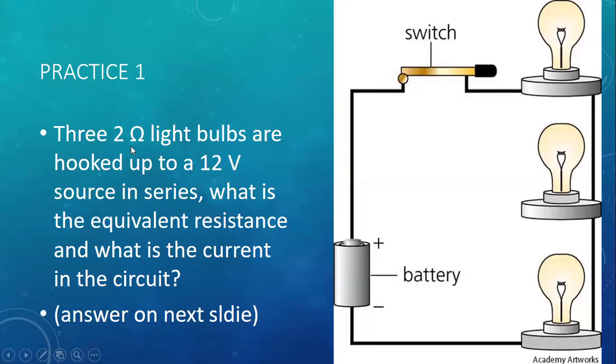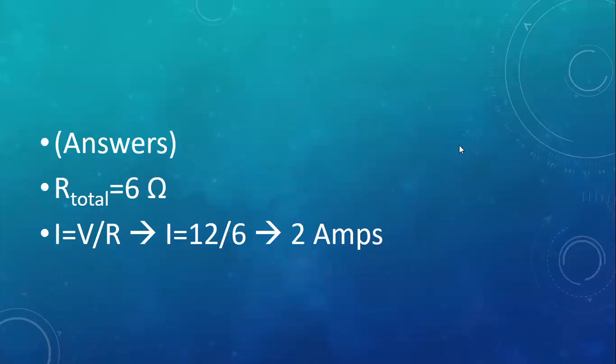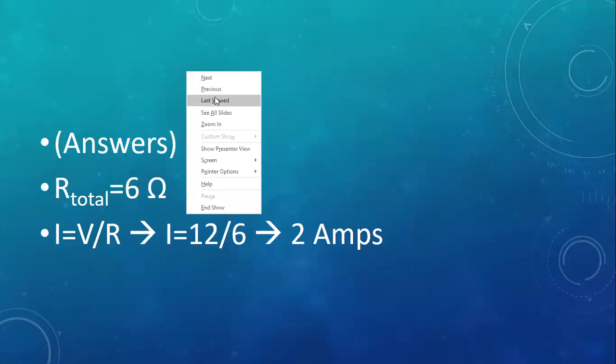Basically here's what we have. 3 2-ohm light bulbs are hooked up to a 12-volt source in series. What is the equivalent resistance or total resistance? And what is the current in the circuit? So let's show you how we do this. I know here are the answers, but I'll do it like this.